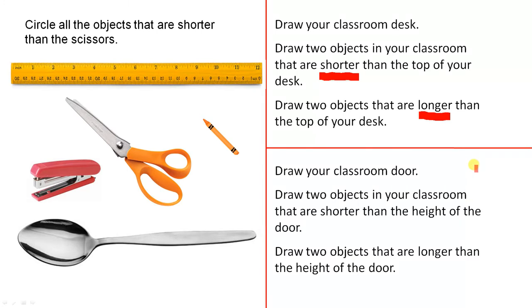They could be asked to draw your classroom door. Draw two objects in your classroom that are shorter than the height of the door. Draw two objects that are longer than the height of the door. And you can explain these activities to the students so they know exactly what they have to do.